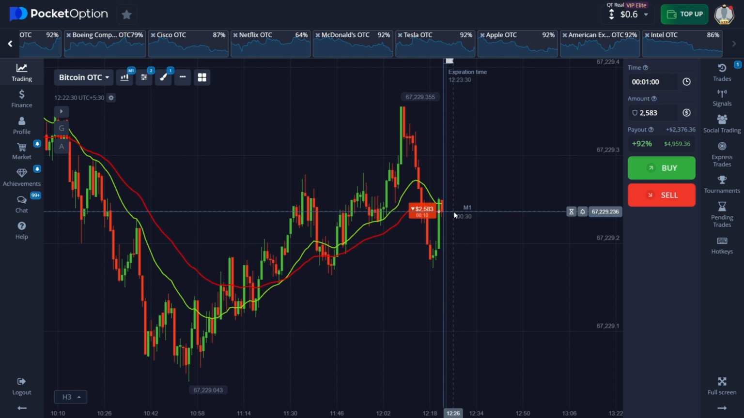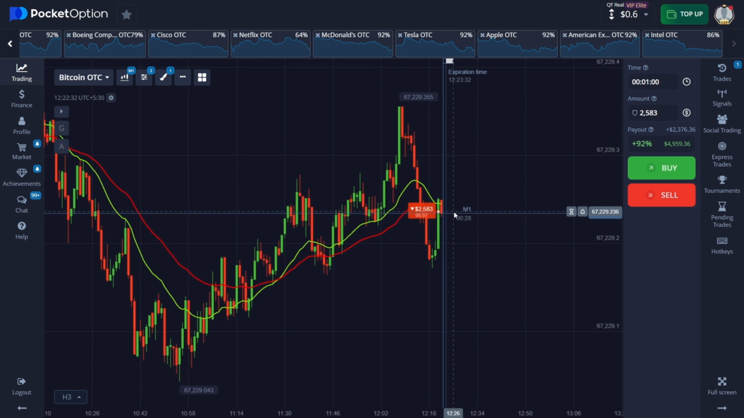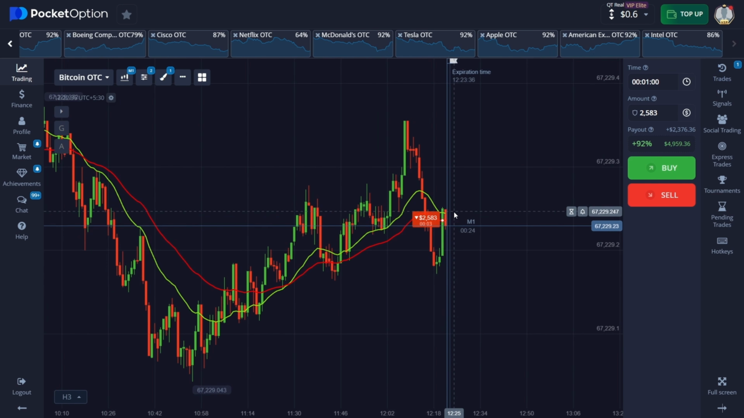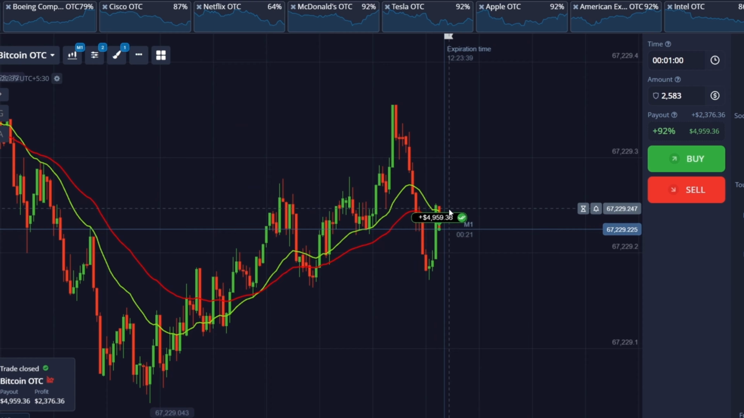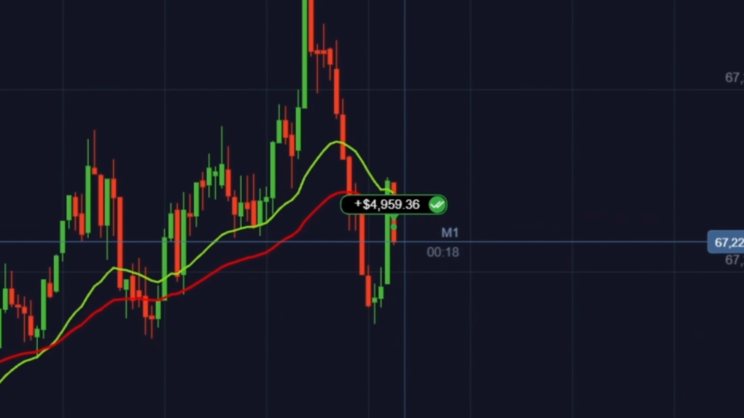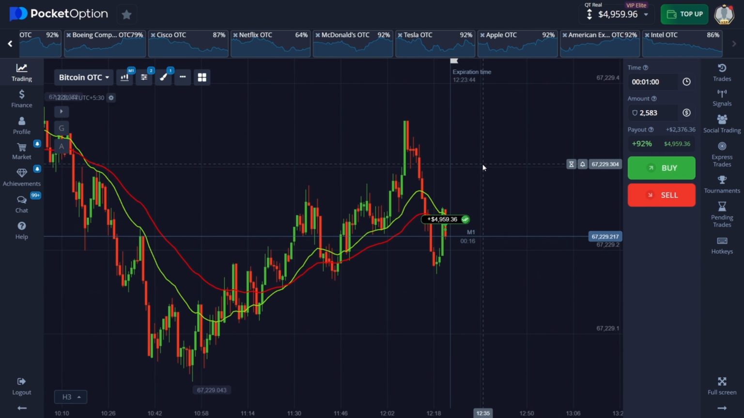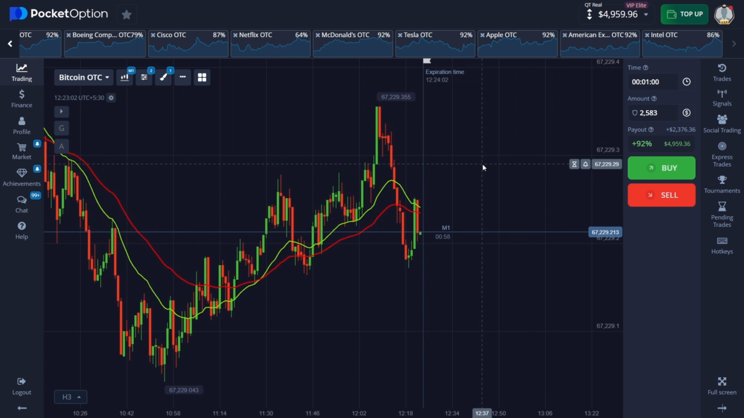Though there are still 10 seconds left. Only a few seconds left and we won another trade. My balance has now turned into $4,959. So by starting with just $100, I've made $4,959 using the EMA retracement strategy. We'll stop here because I've already made a good profit with the $100. You guys can also make a good profit with the help of EMA retracement strategies. These were really good trades, and if you practice them, you'll definitely make a good profit.